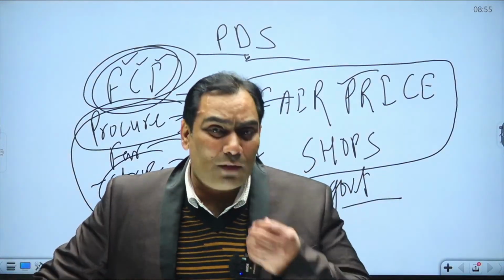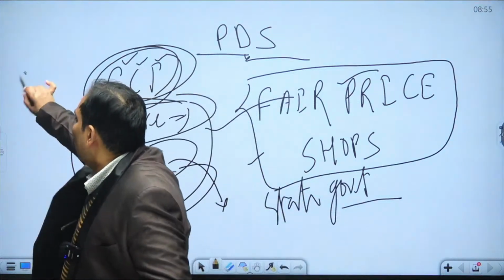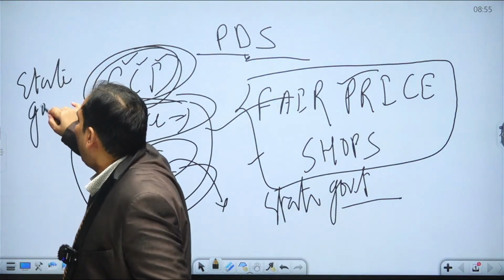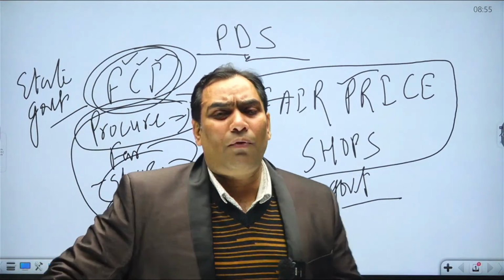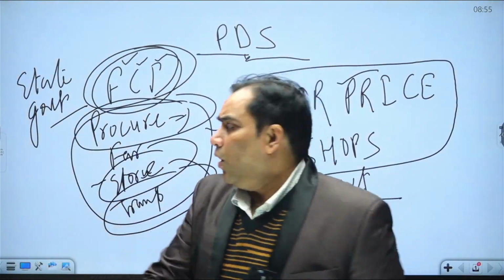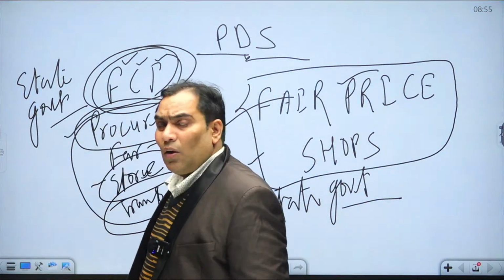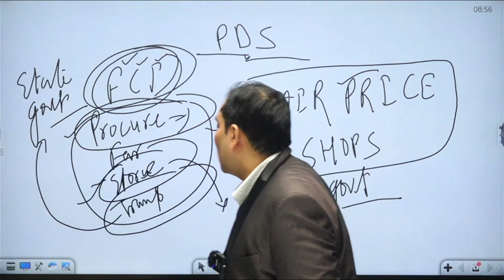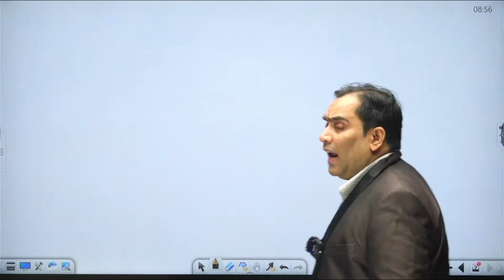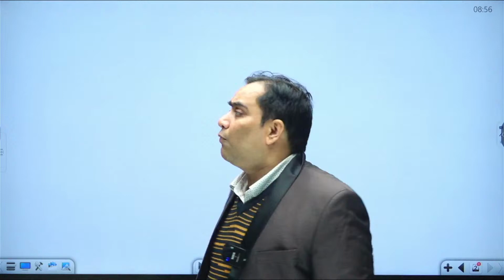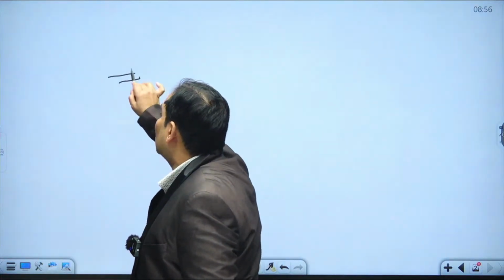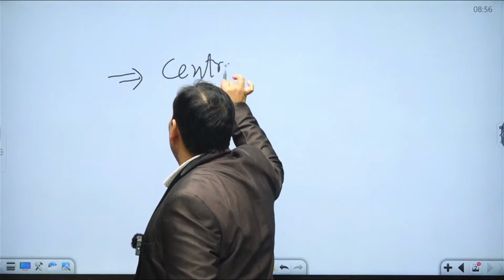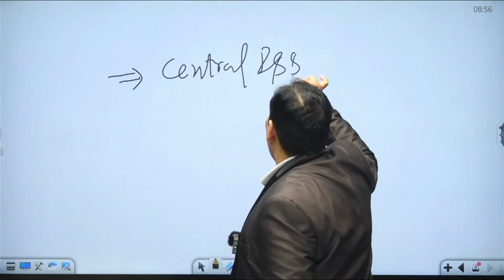Who is responsible for distributing? It is the state government. State governments are instrumental for distributing food grains. But who is going to procure? FCI. Who is going to store? FCI. That means FCI is going to transfer these food grains to the state government, and the price at which FCI sells the food grains to the state government for running the PDS system is known as the central issue price. Please be very clear. Central issue price.